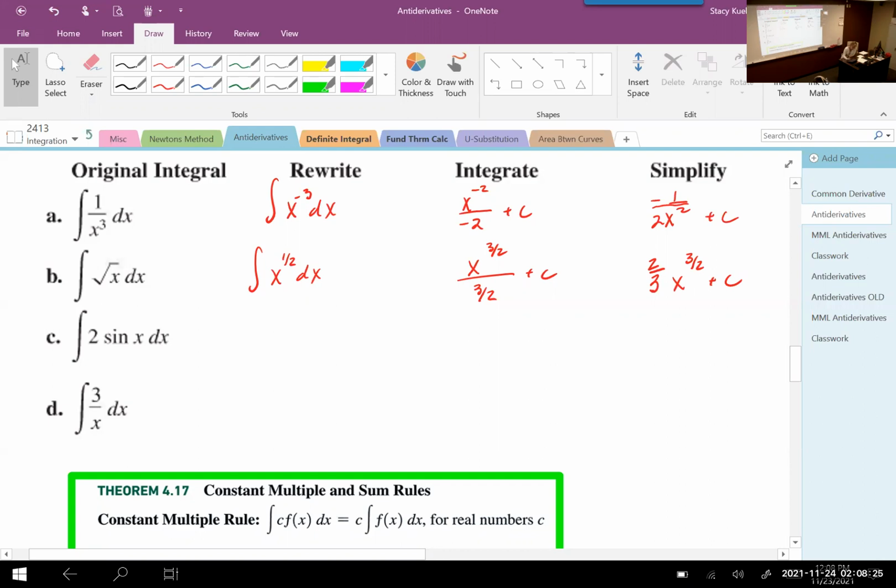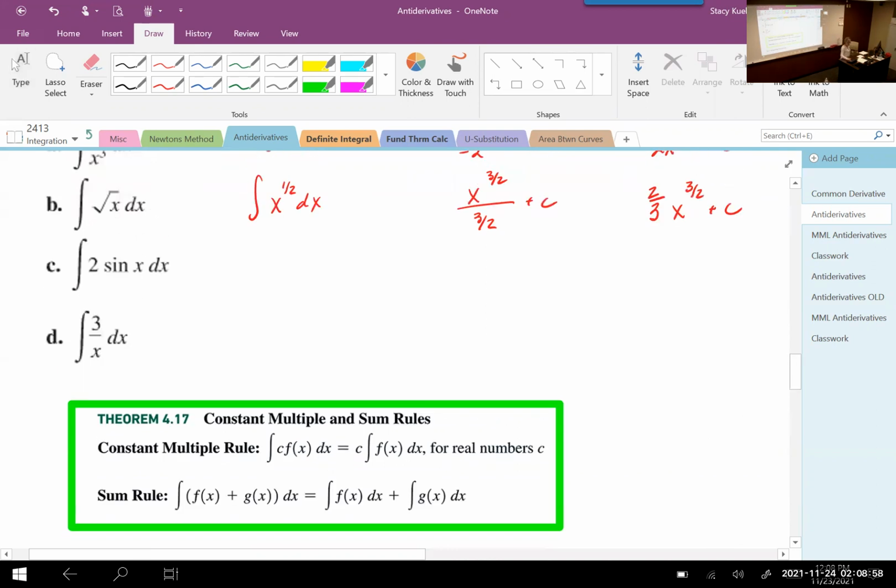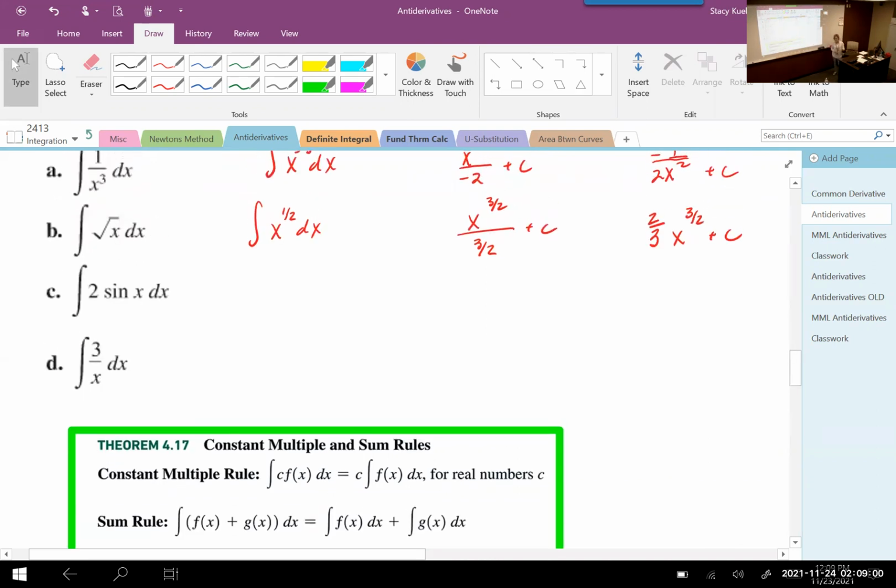Okay, let's look at this next one. I'm going to foreshadow this just a little bit. I have another rule that we're going to apply up there: the constant multiple rule for integrals. It's always a good idea to take the c out in front. You can move the constant to the left side of the integral symbol, perform the operation on the term on the right side, and then stick them back together. That's what we're going to look at here.